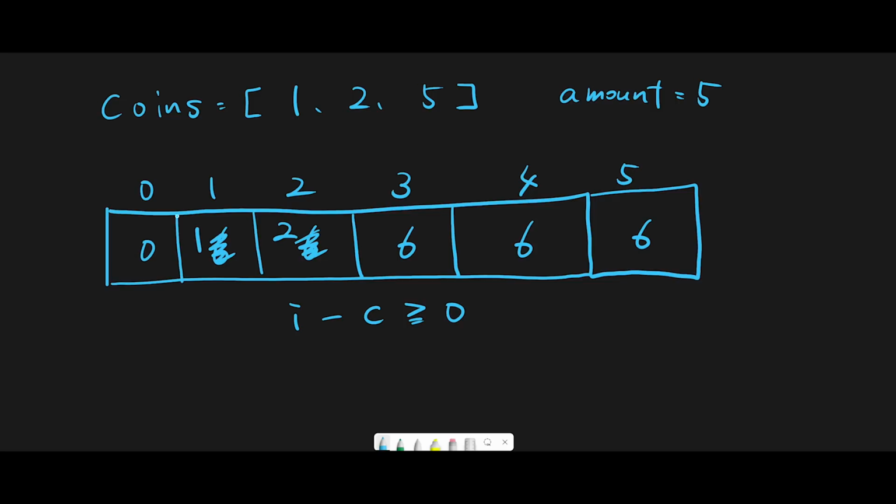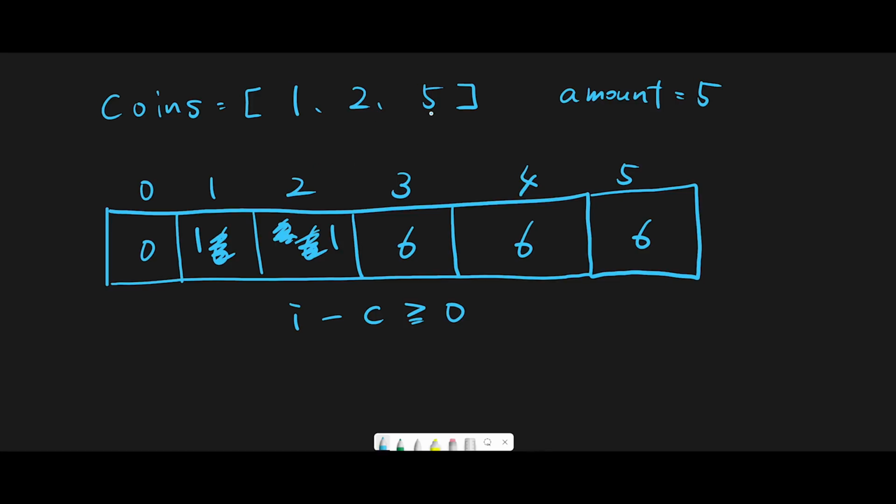So if we use coin 2 this time, to make up amount 2, we need only 1 coin. So the formula is 0 plus 1 coin this time. And the current minimum is 2, but if we use coin 2, we need only 1 coin. So 2 versus 1, which is the minimum? Definitely 1 coin, right? That's why we update index 2 with 1.